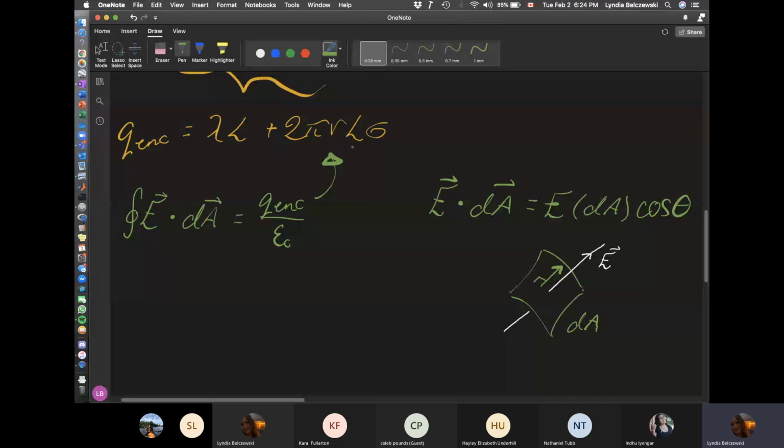What we need to double check is that the electric field is also at a 90-degree angle to the surface, coming straight through the surface, not at some slanted angle, so that the vector dA and the vector E are parallel.